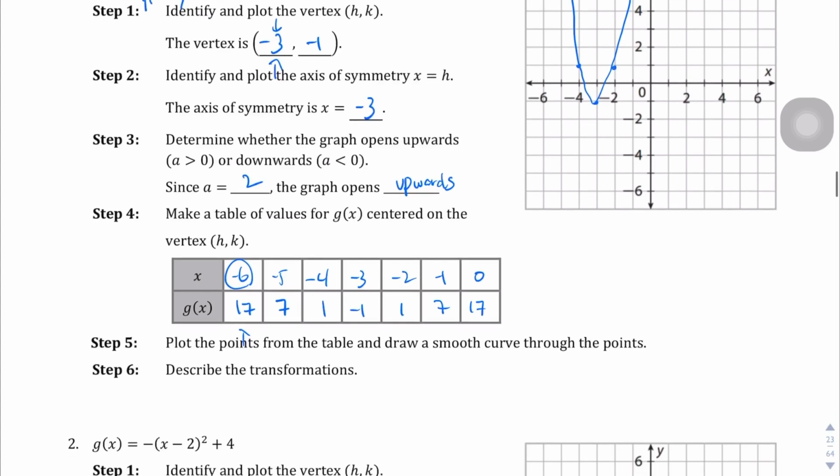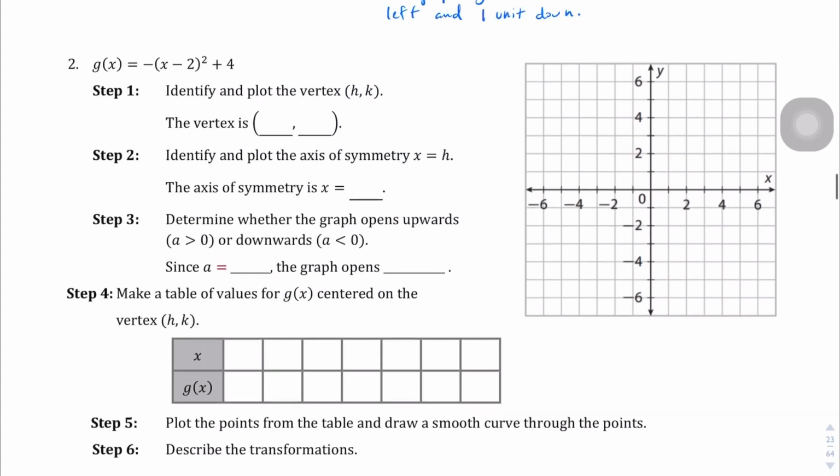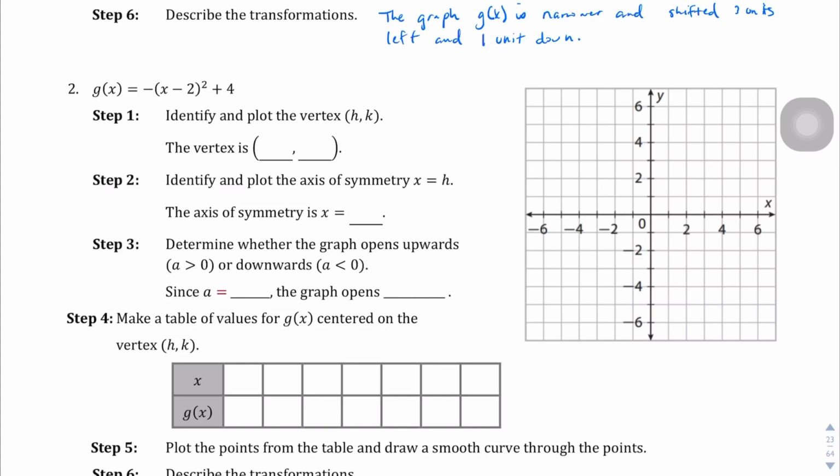Describe the transformations. So let's see, it's narrower. The graph, so let's say it in a complete sentence. g of x is narrower and shifted or translated 3 units left and 1 unit down. Boom. Okay.